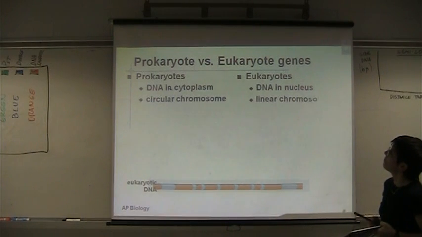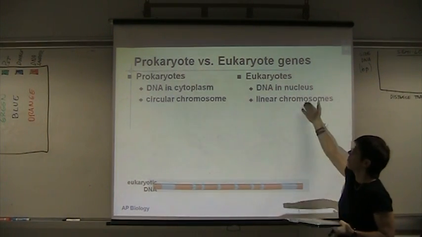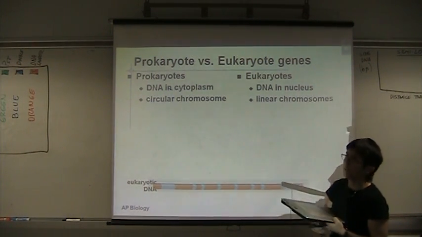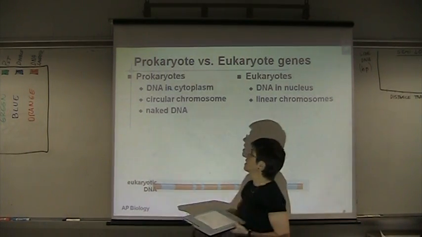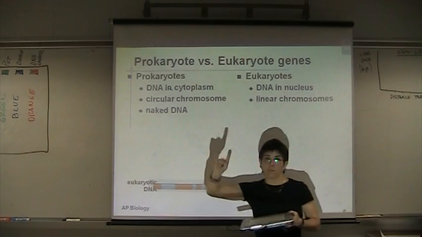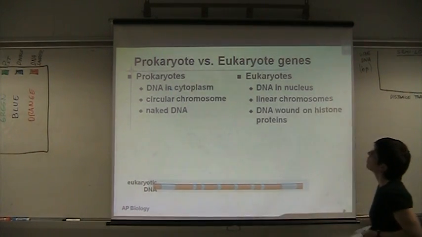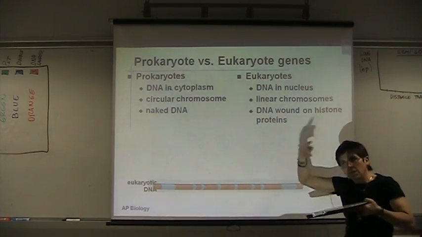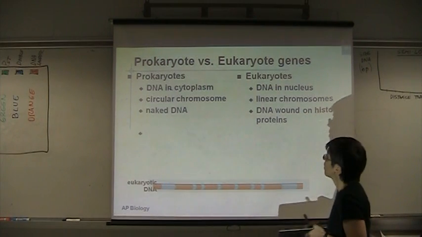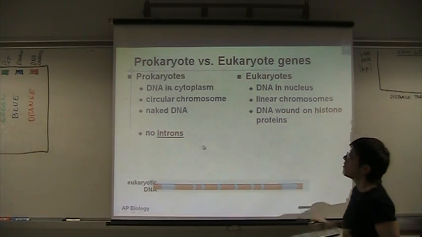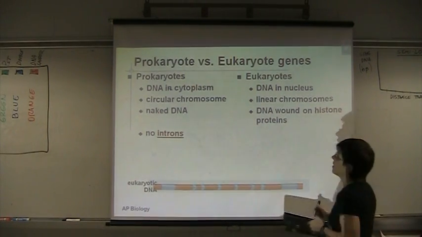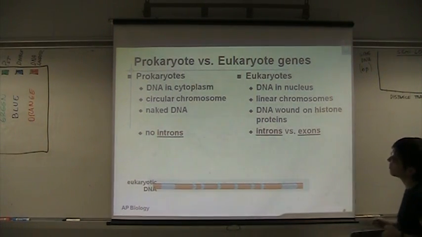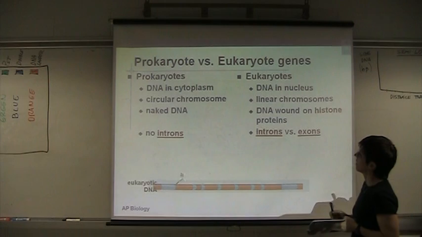Circular chromosome, linear chromosome. In humans, we have 46 of these in every cell. Naked DNA, by naked we mean that it does not have histones. Of course, in the eukaryote, we know that histones help us wind up and coil. No introns! This makes life so much easier. No introns. Of course, we are complex, introns and exons.